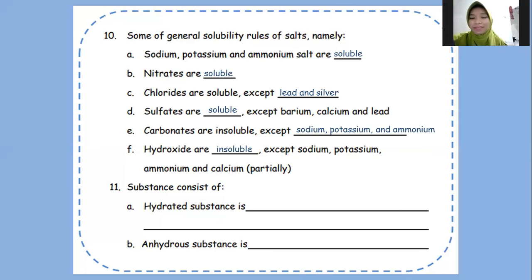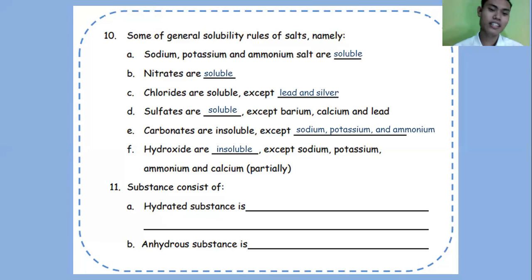Okay, for number 11, the question is substance consists of hydrated and anhydrous substance. For point A, hydrated substance is blah blah blah, and point B, anhydrous substance is blah blah blah. My answer for point A: hydrated substance is a substance that spontaneously absorbs water from the air to form hydrates, known as hygroscopic or deliquescent. And for point B, anhydrous substance is hydrates that lose so-called water of hydration or water of crystallization to form the anhydrous substances. Is my answer correct, Mr.?